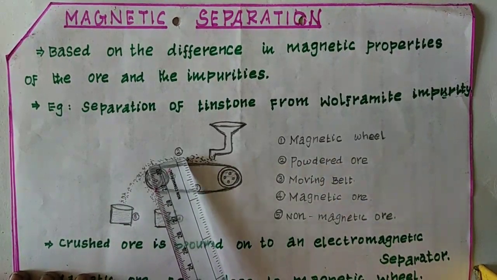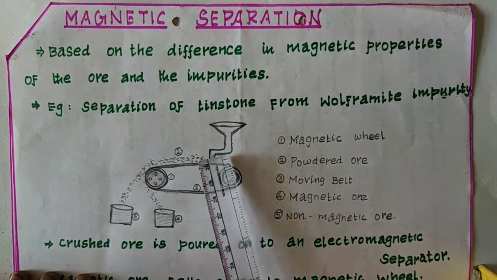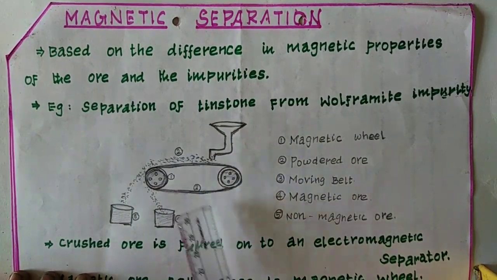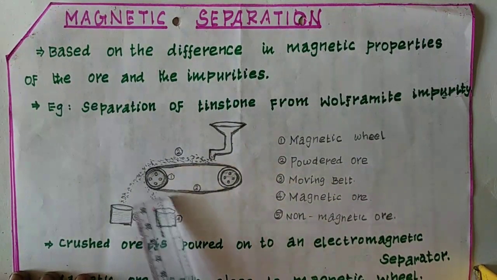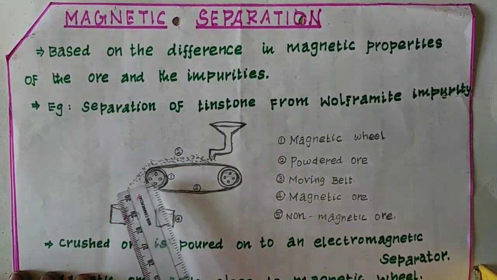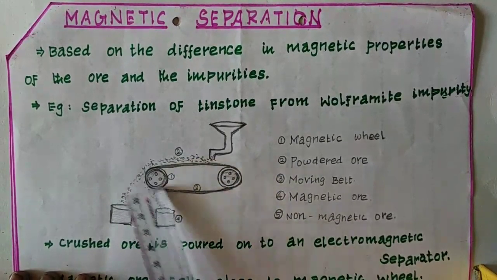Then this is 2. Point 2 is powdered ore. The ore is crushed and taken in finely powdered form. This is the container of ore, the powdered ore. Then point number 3. This is the moving belt. The belt is enclosed between two wheels. One is magnetic. This is the belt.